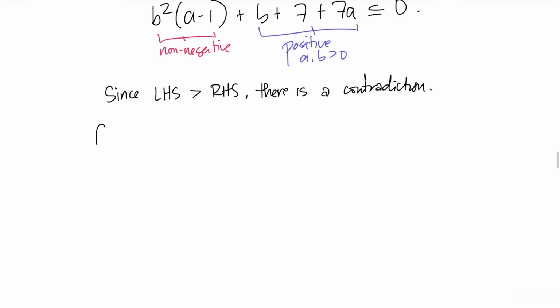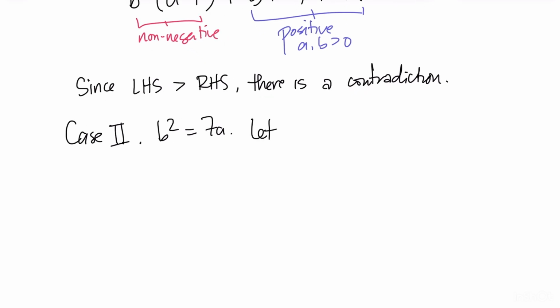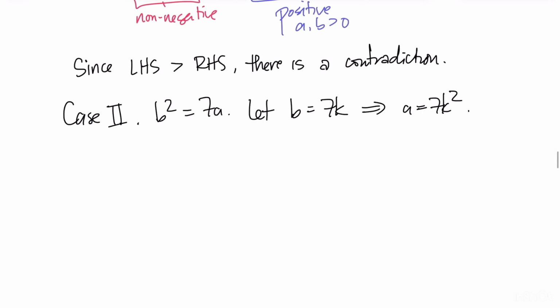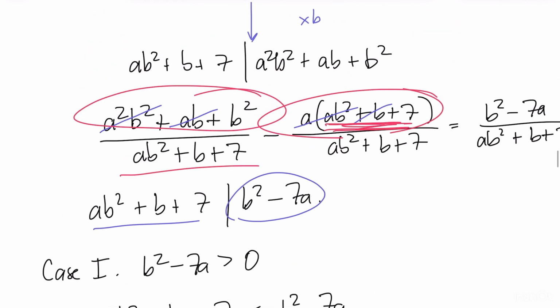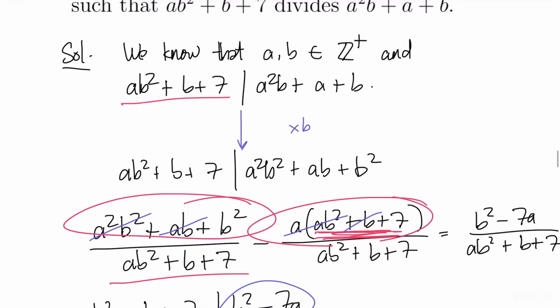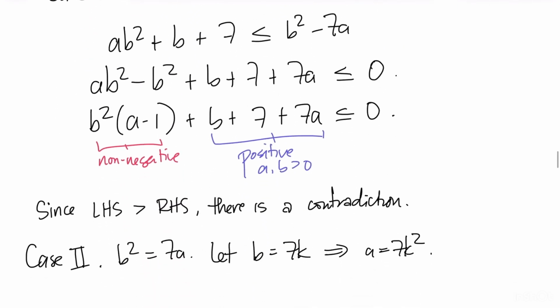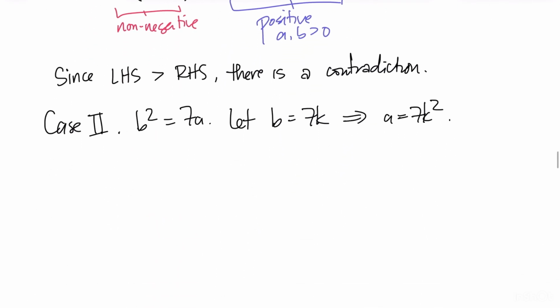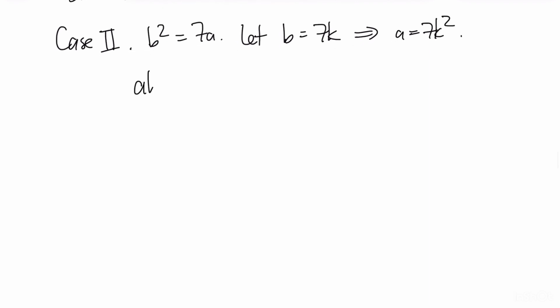So I'm going to try case number 2, where b squared is equal to 7a. Now, I'm going to let b be equal to 7k, which implies that a is equal to 7k squared. Now from this, I'm going to go back to the original expression, because I'm going to substitute b equals 7k and a equals 7k squared. So we know that ab squared plus b plus 7 divides a squared b plus a plus b.